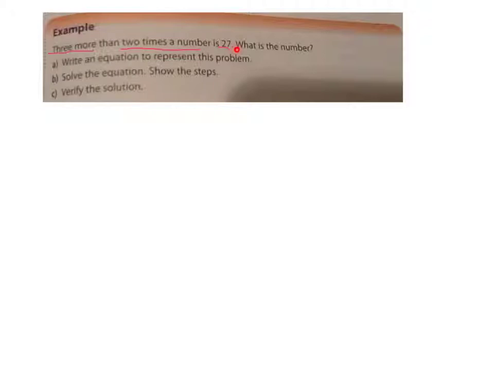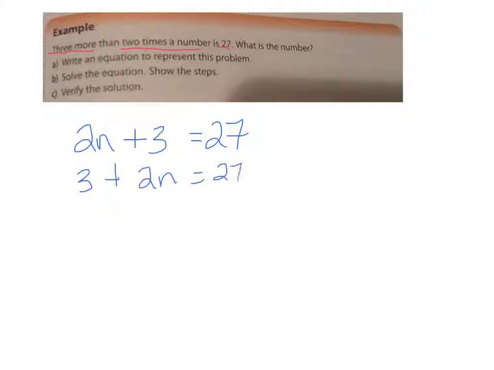So what that would look like in terms of an equation for part A, 3 more than 2 times a number equals 27. So when I read this, you could also write it as 3 added to 2n equals 27. Doesn't make much difference when we're using adding, but for my sake, I'm going to use the first example. So 3 more than 2 times the number equals 27. So when I look at this, I think to myself, okay, I want to figure out what does n equal? What does my variable equal in order for this equation to be true?